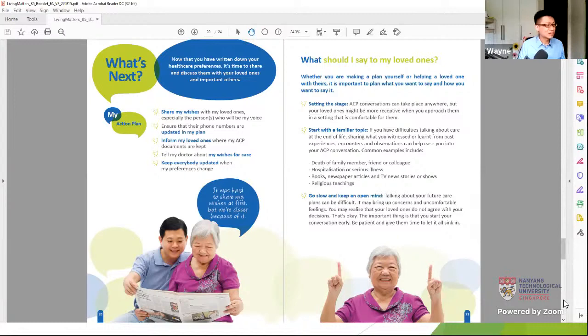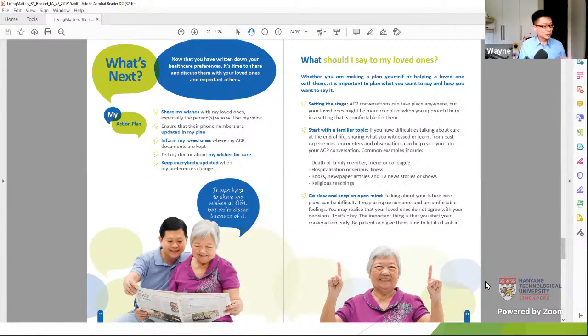What should I say to my loved ones? Setting the stage, right side. ACP conversation can take place anywhere. Your loved one might be more receptive when you approach them in a setting that's comfortable for them. Start with a familiar topic, then move on to the ACP conversations. Familiar topics could be illness, religious teachings, books, newspaper articles, TV news, right?